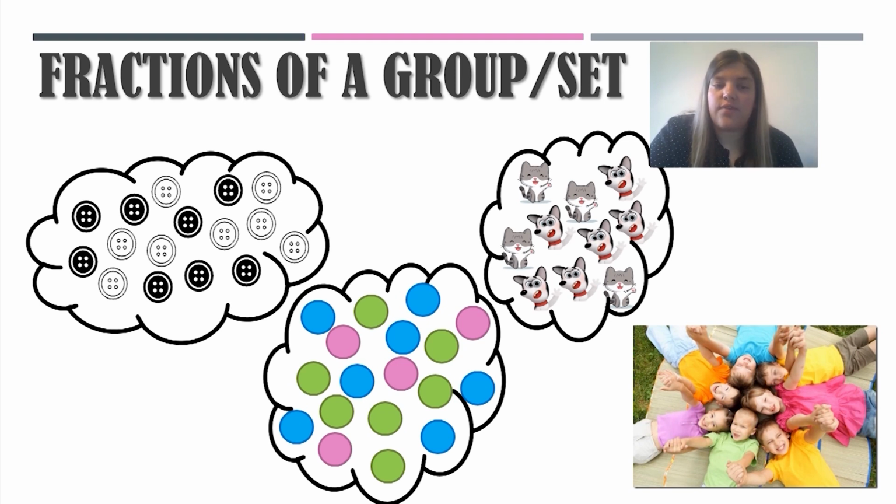I can say the fraction of buttons that are black, or the fraction of buttons that are white. I could say the fraction of marbles that are green, the fraction of marbles that are blue, the fraction of marbles that are purple, or I could say the fraction of marbles that are green and the fraction of marbles that are not green. If I did that, I would need to add together the blue and purple because those colors are not green. I could do the fraction of dogs or the fraction of cats. Now, if we look closely at this group of kids, what are some different fractions that you can find?